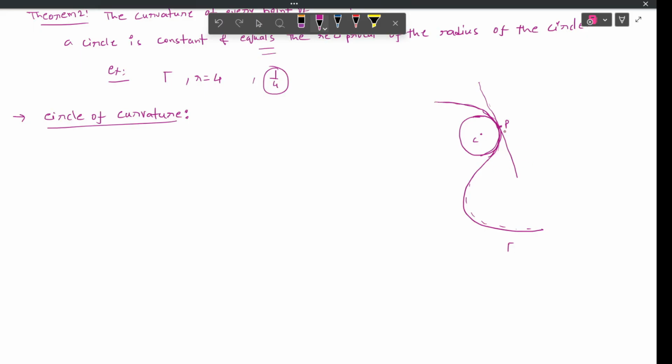This circle is called the circle of curvature of the curve gamma at the point P. Its center C is called the center of curvature of gamma at point P. The radius of the circle of curvature at point P is called the radius of curvature. So let us say this is the radius of the circle; this would be the radius of curvature also. The radius of curvature of a curve is denoted by rho.